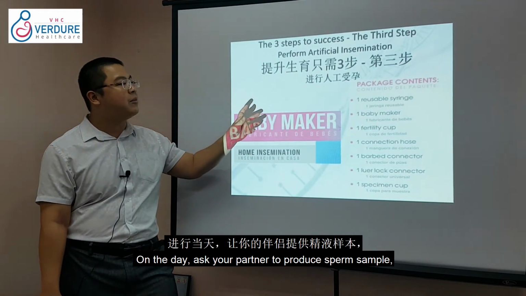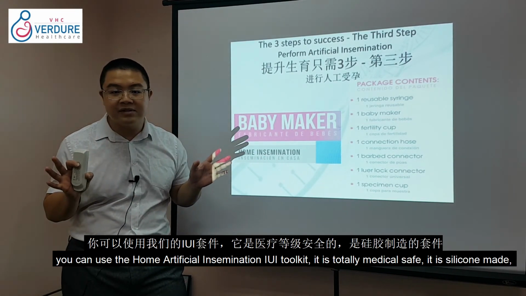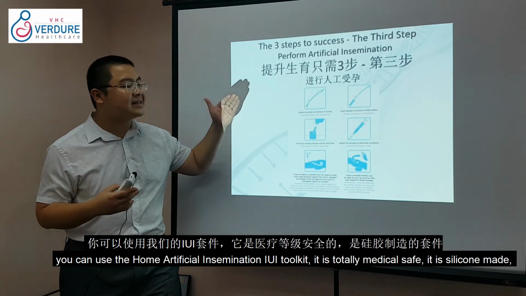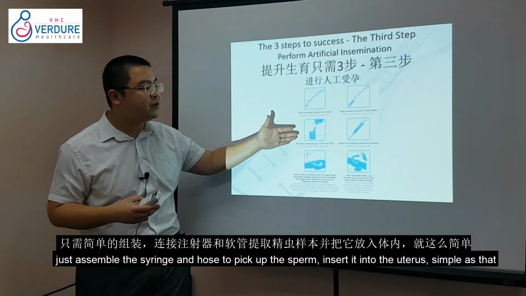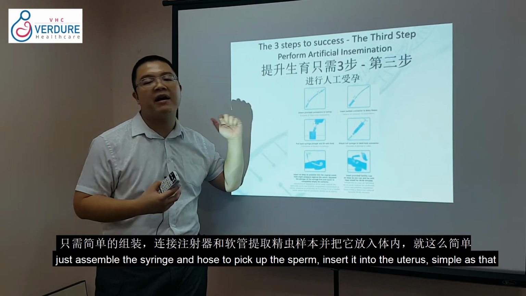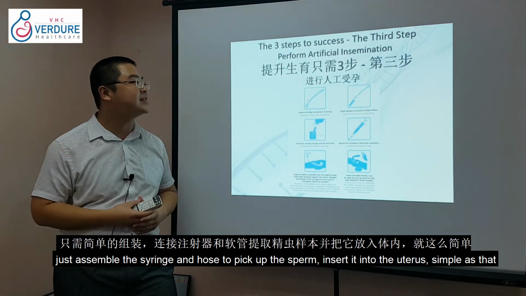You can use our artificial insemination toolkit. It is totally medically safe. It is silicone made. All you need to do is to assemble the hose with the syringe. You pick up the sperms and then you inject that directly into the uterus. Simple as that. Okay, 6 simple steps.